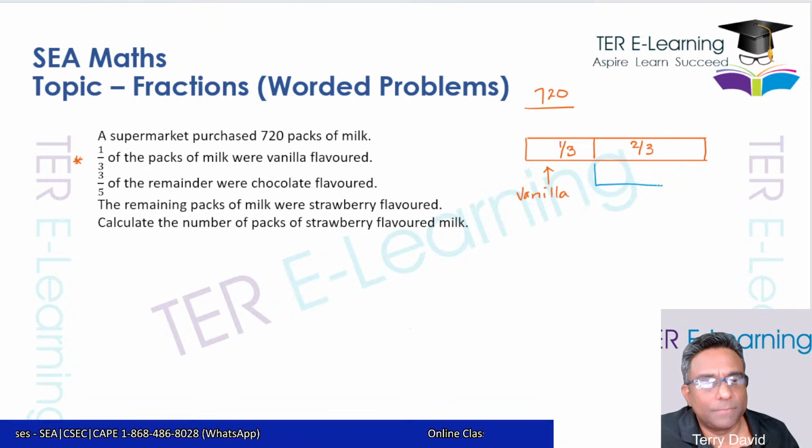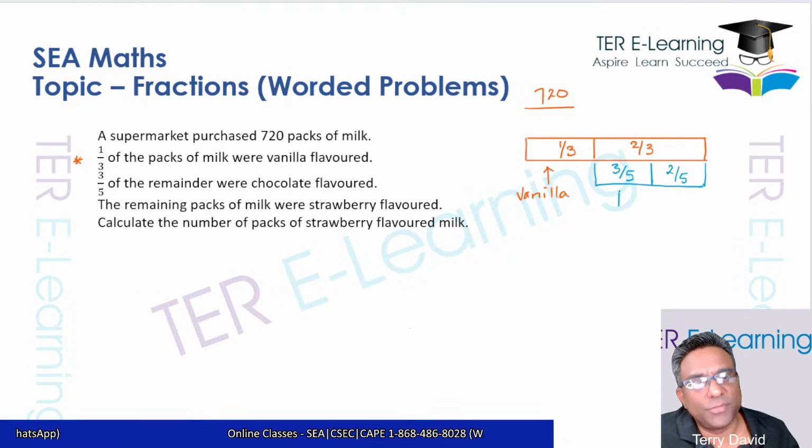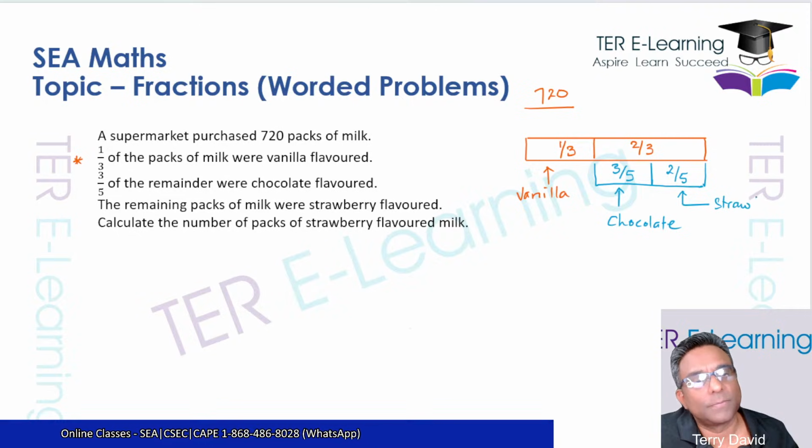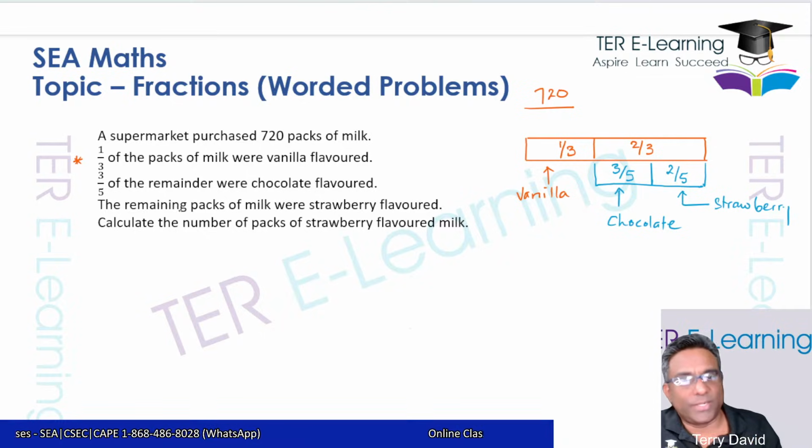So this block here is made up of chocolate and strawberry. So 3/5 of the remainder. So this here is 3/5 of the remainder. This will be 2/5 of the remainder. So this 3/5 of the remainder here represents chocolate. And this one here, that 2/5 of the remainder represents strawberry. All right. Now, once I understand what's happening here, it's easy to work this out.